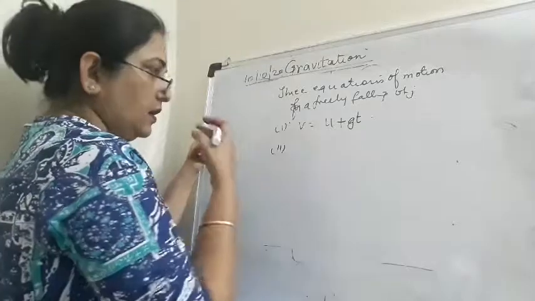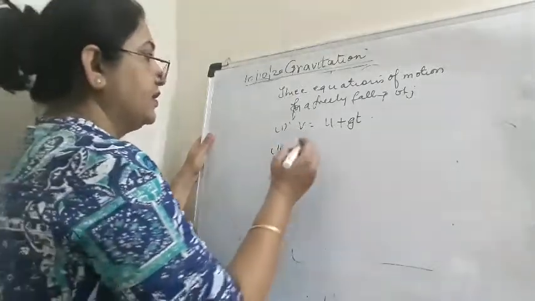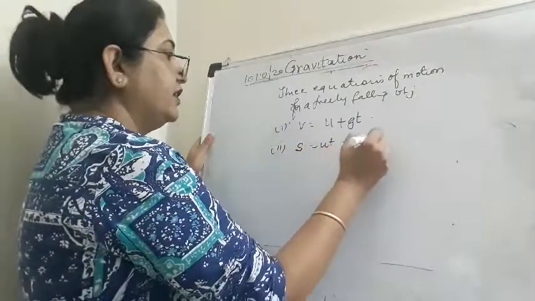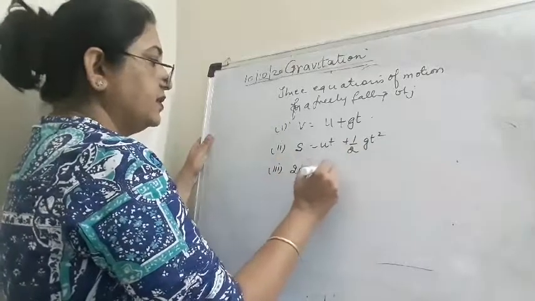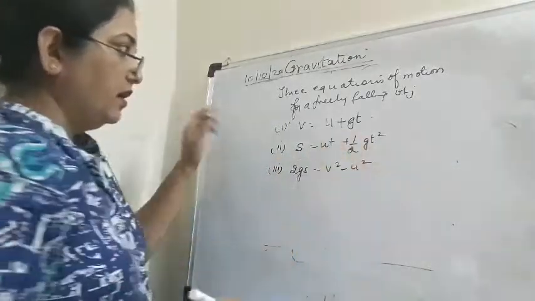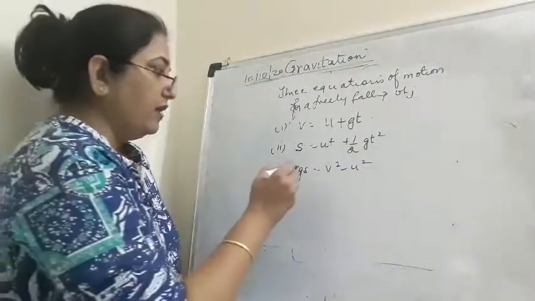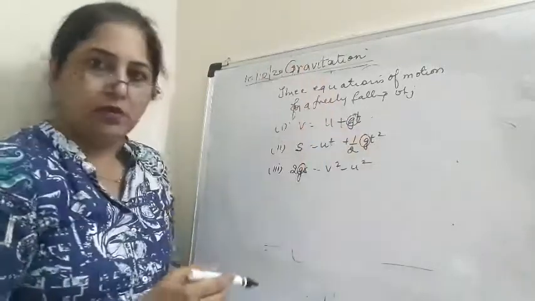Next. Achha, one more point I want to tell you about g, which you can add in the notes you are writing. Then s is equal to ut plus half gt square. And number 3, 2gs is equal to v square minus u square. v and u you know, t also you know, s also you know, everything you know. Wherever we had a, I have replaced it by small g.